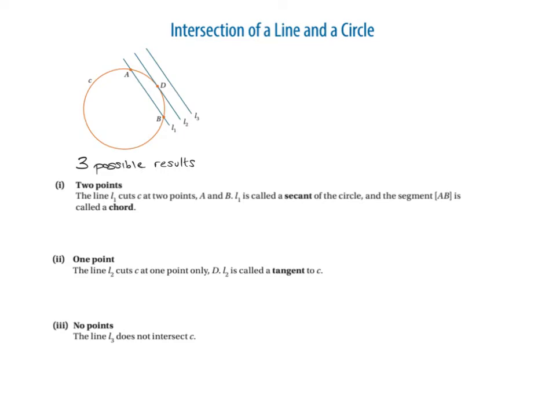The third one, line 3, doesn't intersect the circle. It's on the outside and doesn't touch. This means for the first one, 2 points, we get two solutions, so two answers. For the 1 point, which is the tangent, we get one solution, one answer. And for no points, there are no solutions, no answers. It's never going to cross.